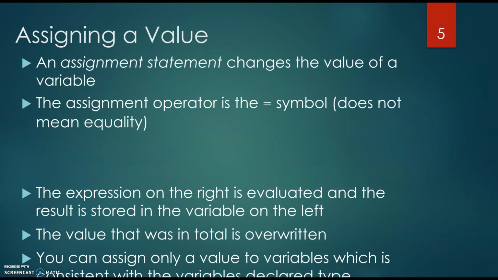Assigning a value. An assignment statement changes the value of a variable. The assignment operator is the equal symbol, but that does not mean equality in Java. So an equal symbol that we're used to in math means assignment, or giving a value to a variable. Here's an example. We're going to assign the variable total the value of 55. The expression on the right is evaluated and the result is stored in the variable on the left. The value that was in total is overwritten. You can assign only values to variables which are consistent with the variable's declared type.